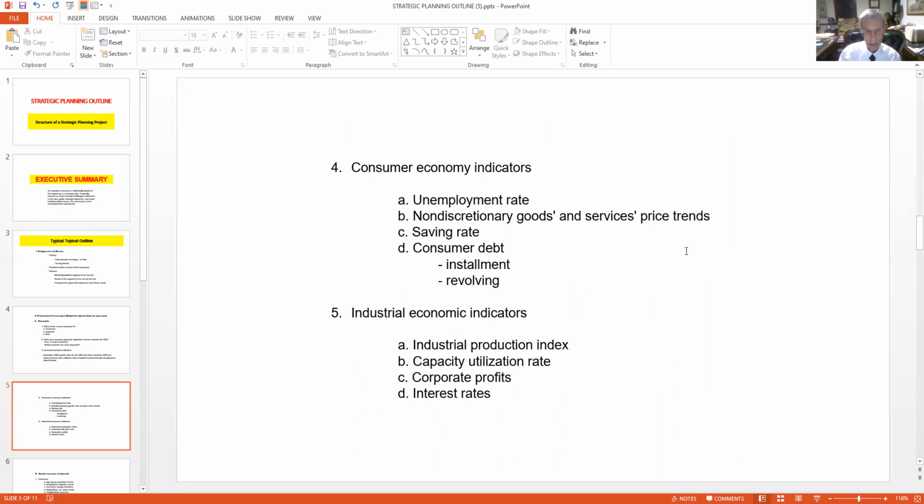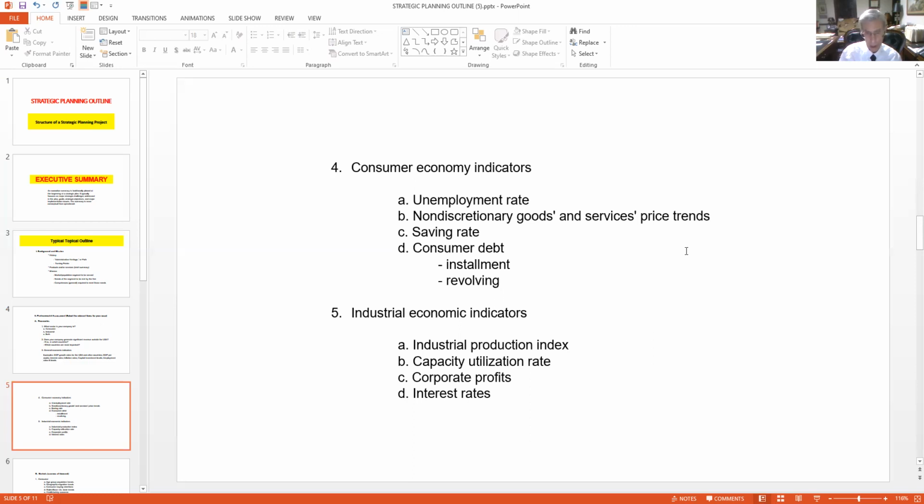So if we want to break it down again between the consumer and industrial sectors, what sort of variables would we be looking for in the consumer economy? Clearly, the unemployment rate. Another thing, frankly, is the employment level. How many people are employed in that country? Because the number of people who are employed is the number of people who get some kind of income with which to purchase goods and services.